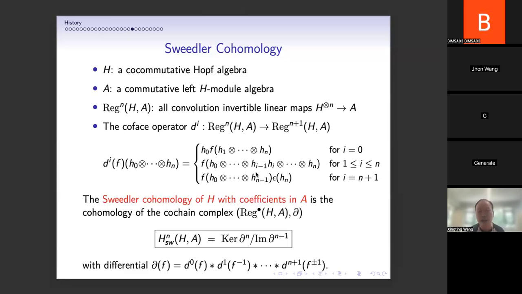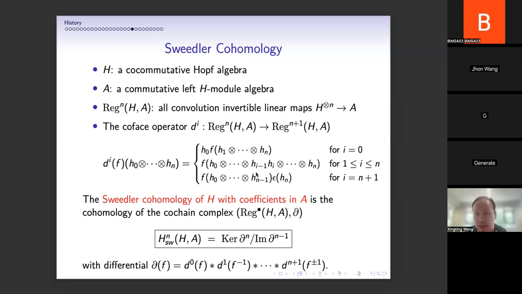And once you have a simplicial complex, you can take the differential. The nth differential is called a Sweedler cohomology of H with coefficients in A. It's literally the kernel of the partial derivative over the image. And here the partial is given by these coface operators.